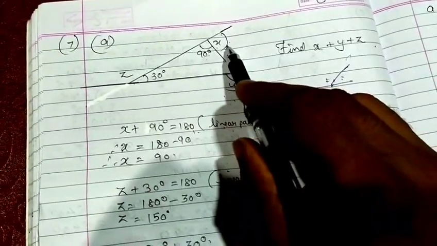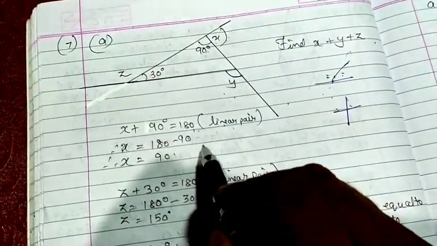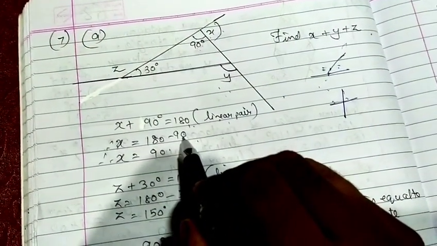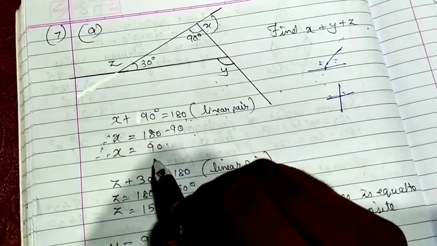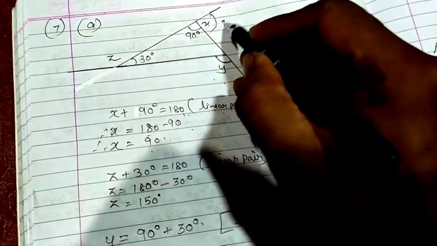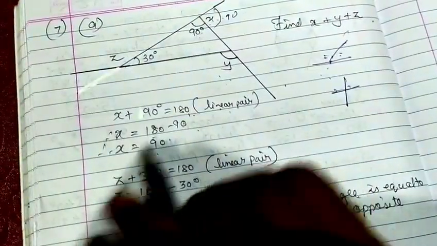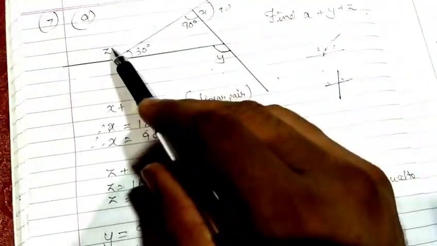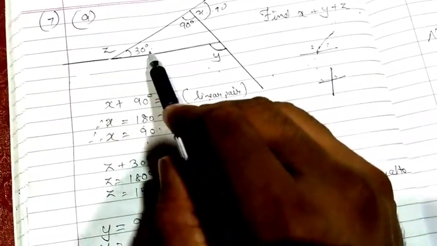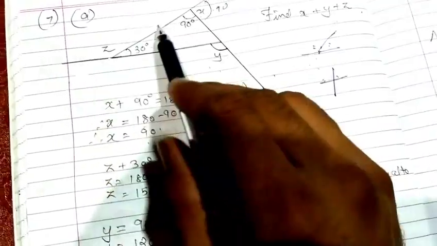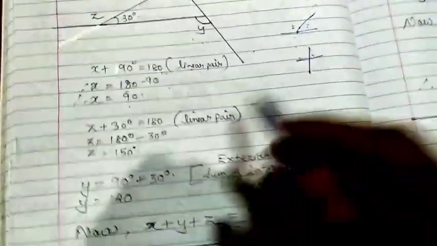Now to get the value of this x, I will take this 90 toward my right, that is transposing 90 to the right hand side. Positive will become negative. 180 minus 90 gives 90 only. That means the value of x is 90 degrees. I got the value of x. Now in the same way you will find the value of z. Z plus 30, that is the sum of a linear pair, this angle and this angle, always equals 180 degrees.